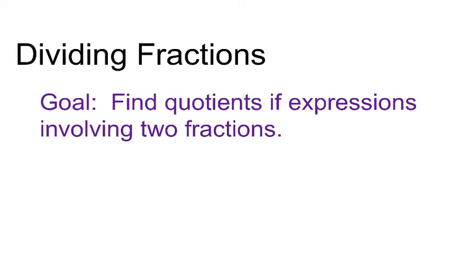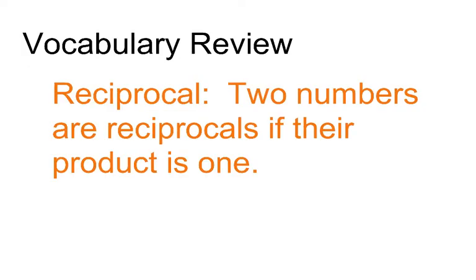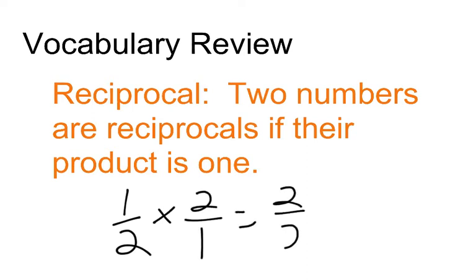So to review our vocabulary, the word reciprocal: two numbers are reciprocals if their product is 1. In other words, if you multiply them together, you're going to get a 1. So the reciprocal of 1/2 is 2/1, which of course would give us 2/2 or 1 whole.